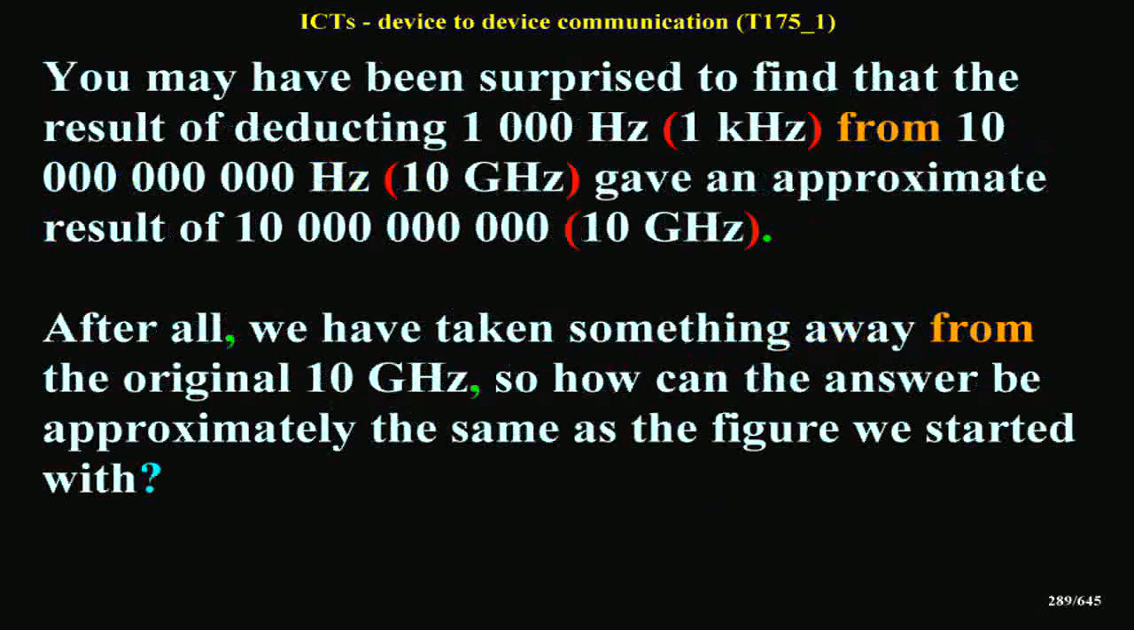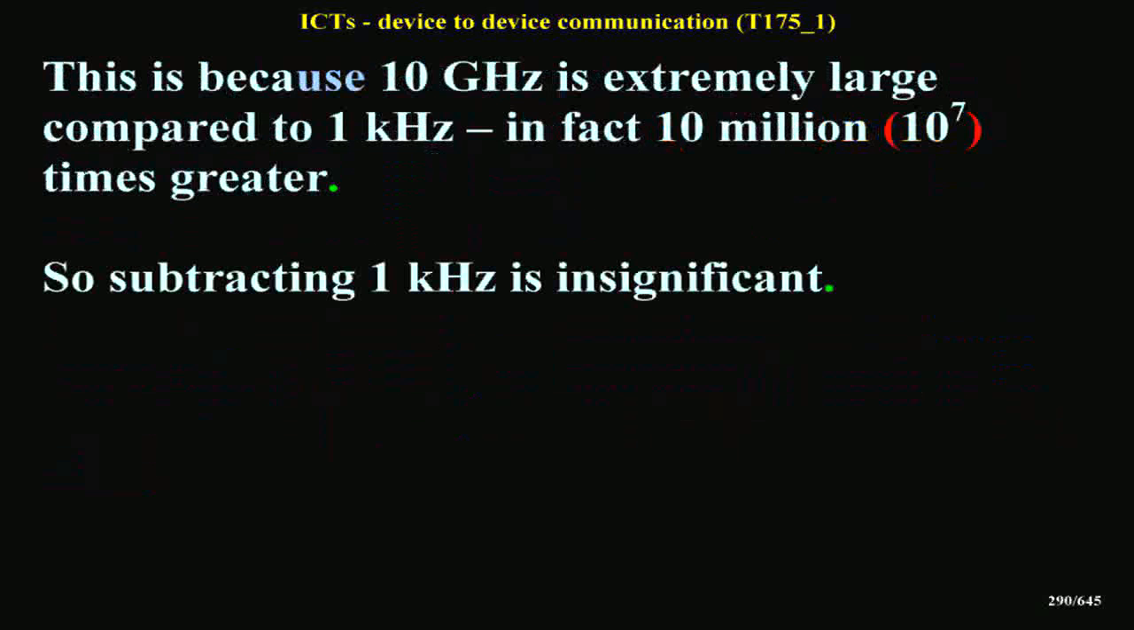You may have been surprised to find that the result of deducting 1,000 Hz (1 kHz) from 10,000,000 kHz (10 GHz) gave an approximate result of 10 GHz. After all, we have taken something away from the original 10 GHz, so how can the answer be approximately the same as the figure we started with? This is because 10 GHz is extremely large compared to 1 kHz, in fact 10^7 times greater. So subtracting 1 kHz is insignificant.